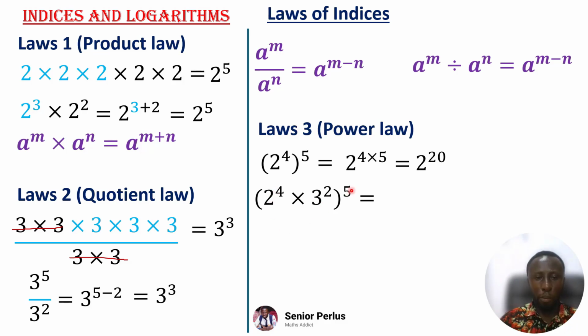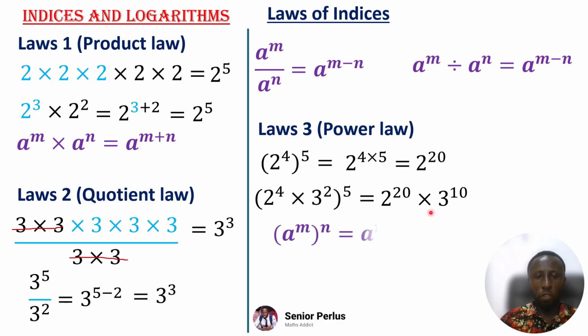So this 5 will multiply the power of what? 2 to the power 4. Then the same 5 will multiply this. So 5 times 4 is 20, then 5 times 2 is 10. Then we have this. We cannot simplify this further since the bases are not the same.